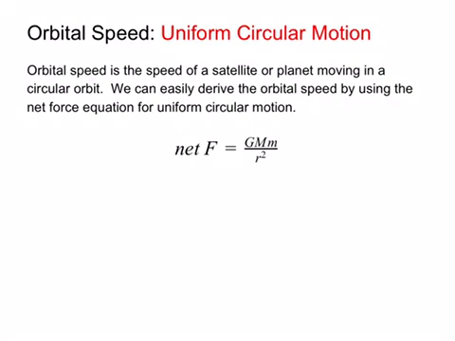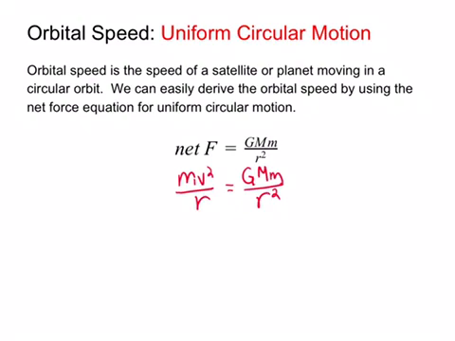The orbital speed is defined as the speed of a satellite or planet moving in a circular orbit. We can easily derive the orbital speed by using the net force equation and approximating to uniform circular motion. Plugging in our expression for centripetal force, we have on the left-hand side now mv squared over r again, just like how the last proof started. And I'm just going to rewrite this on the right-hand side.